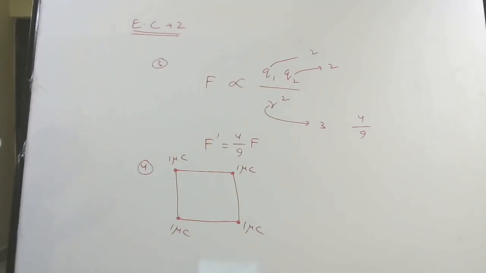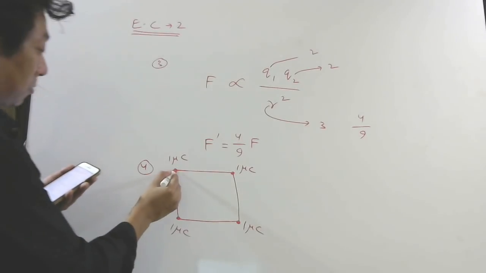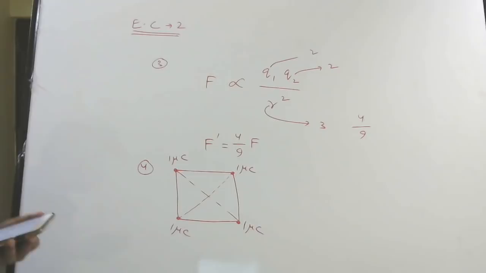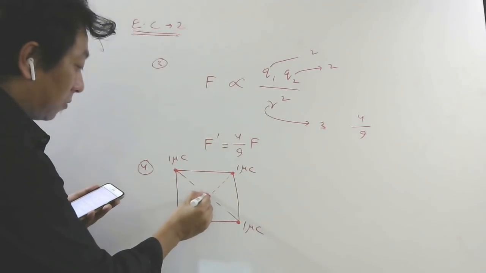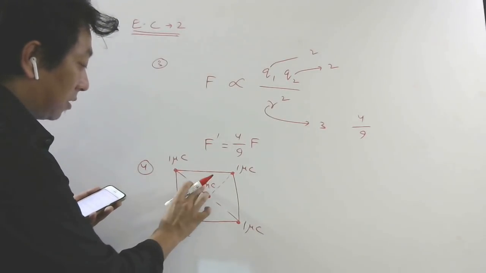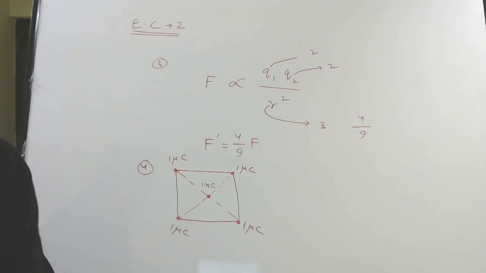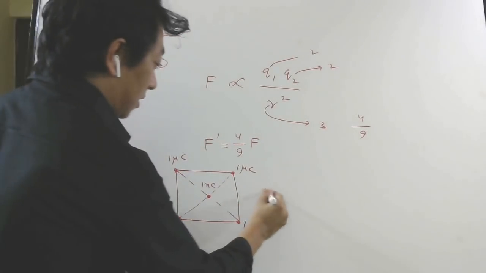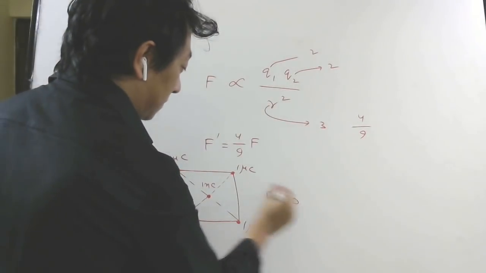Now they are asking, find the net force on a charge of 1 nanocoulomb kept at the center of the square. Center means wherever the diagonals intersect. So if I keep 1 nanocoulomb here, what will be the force? We already know the answer. There is symmetry, right? And we have seen before that the force on this charge will be 0.